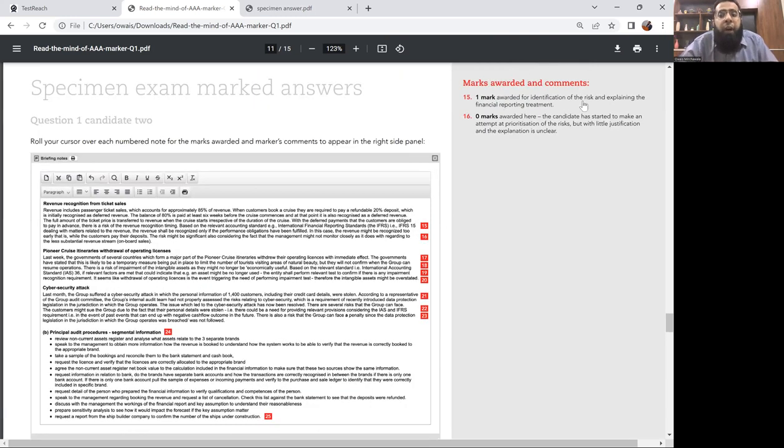1 mark awarded for identification of risk and explaining the financial reporting treatment. 0 mark awarded, the candidate has made an attempt at prioritization of risk, but with little justification and the explanation is unclear.